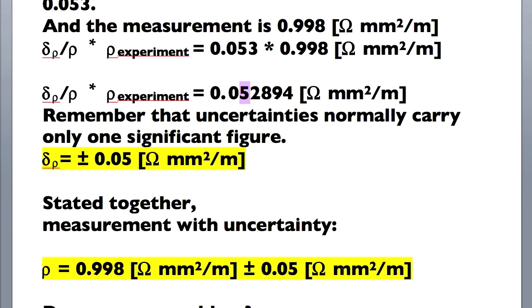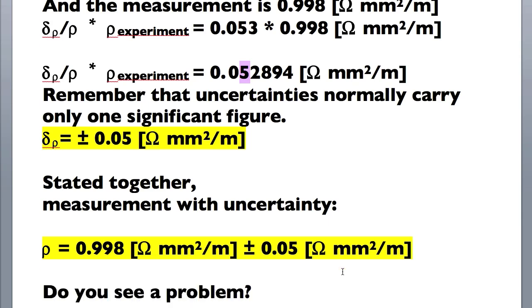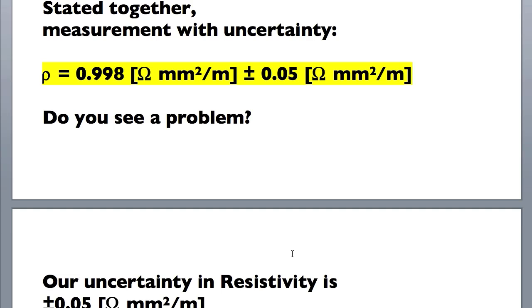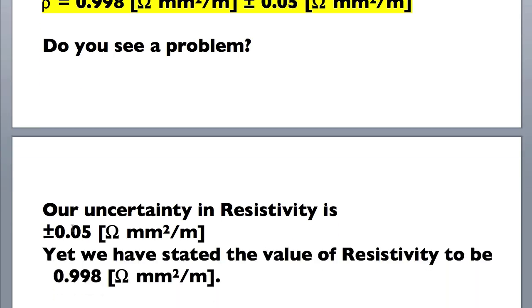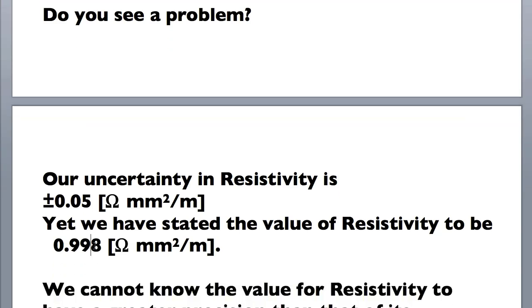Uh-oh, do you see a problem? Do you see a problem with how I've stated rho? Look carefully. Is there a discrepancy? How well can we know this number for resistivity? Right here, it tells us how well we can know the resistivity, and it looks like our uncertainty in resistivity is this number, 0.05. But we've stated the value of resistivity out to the 1,000th place.